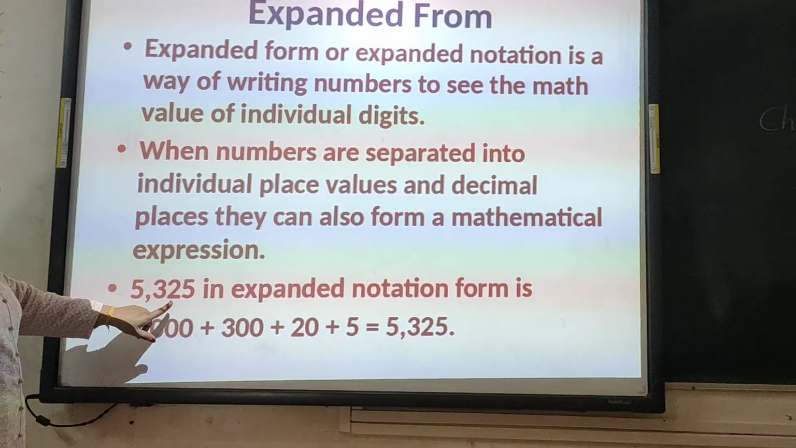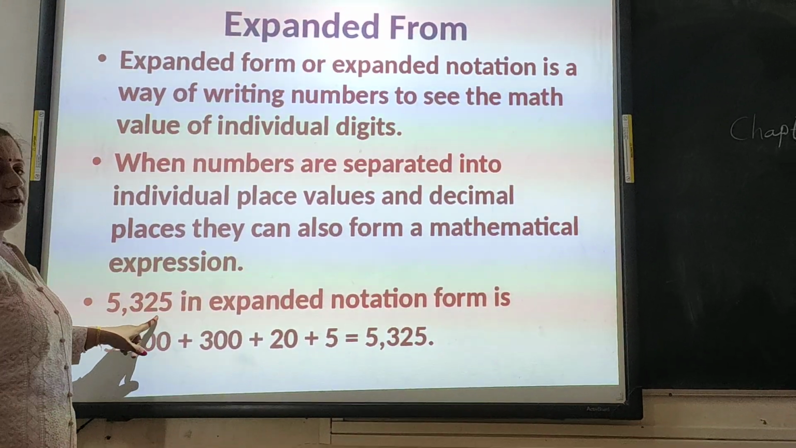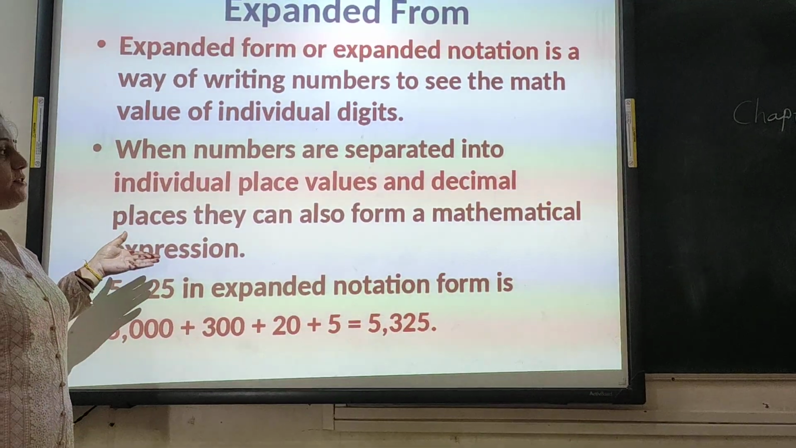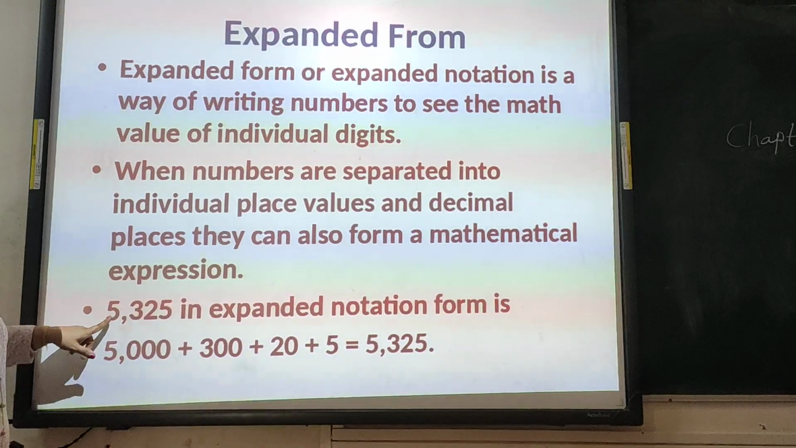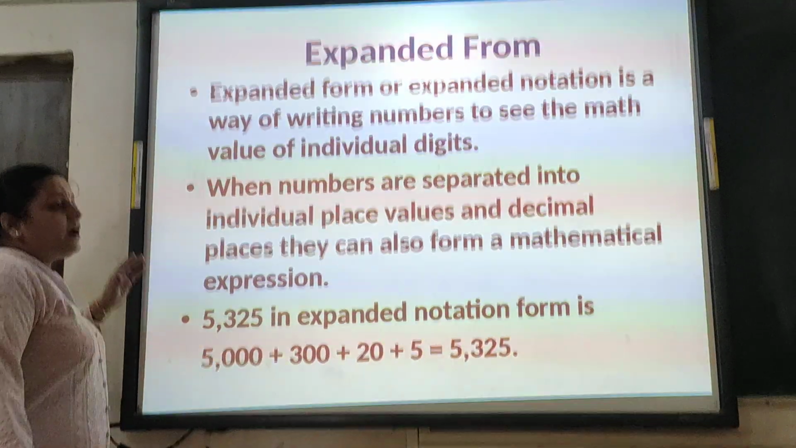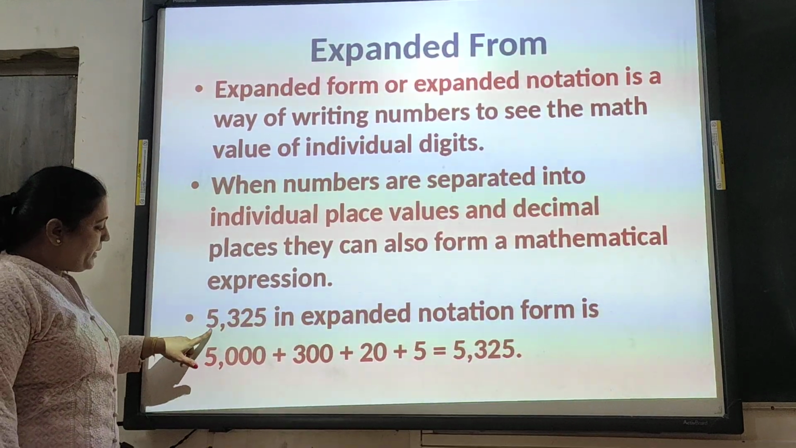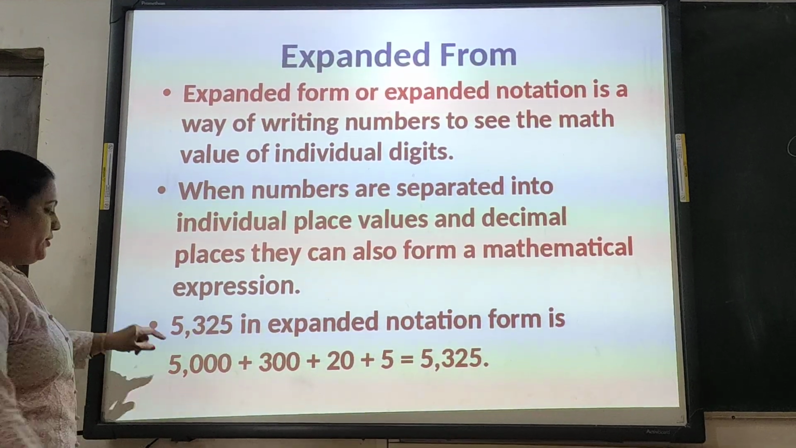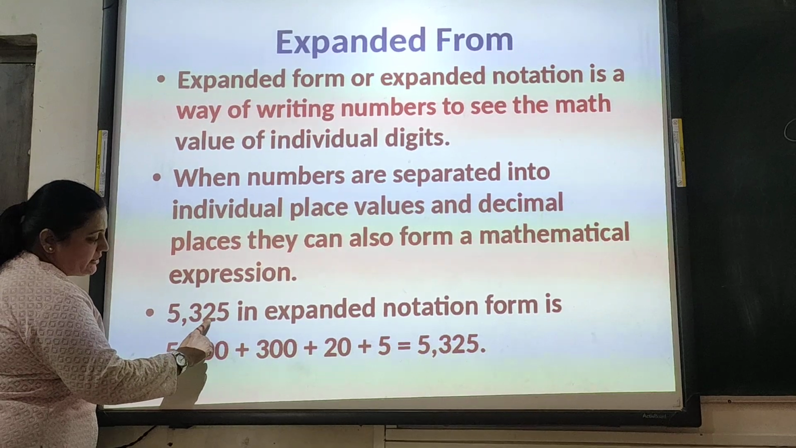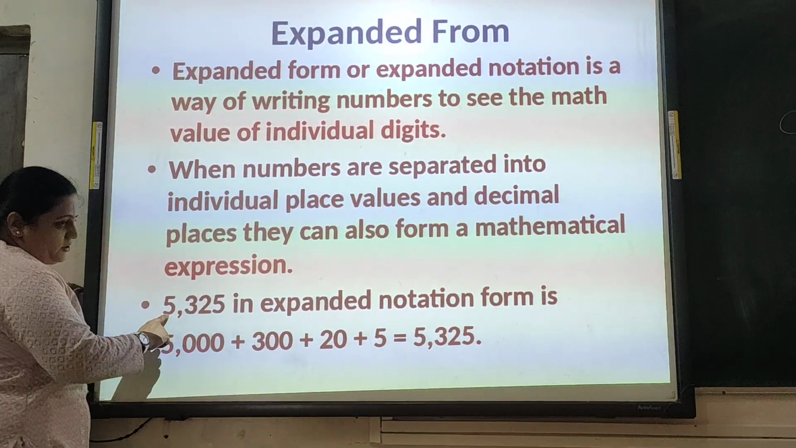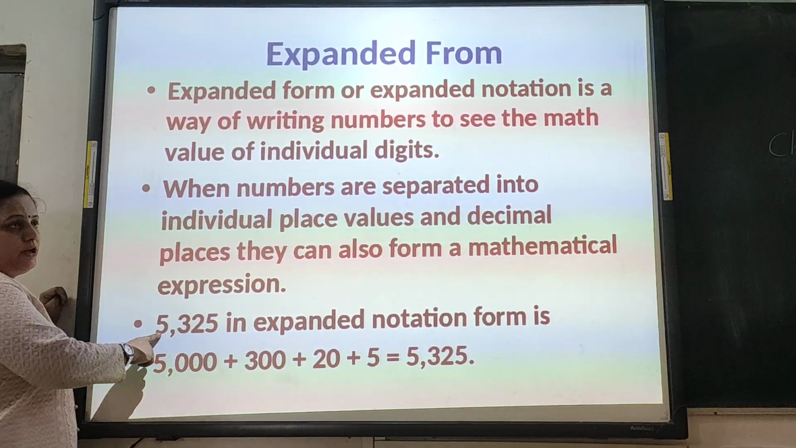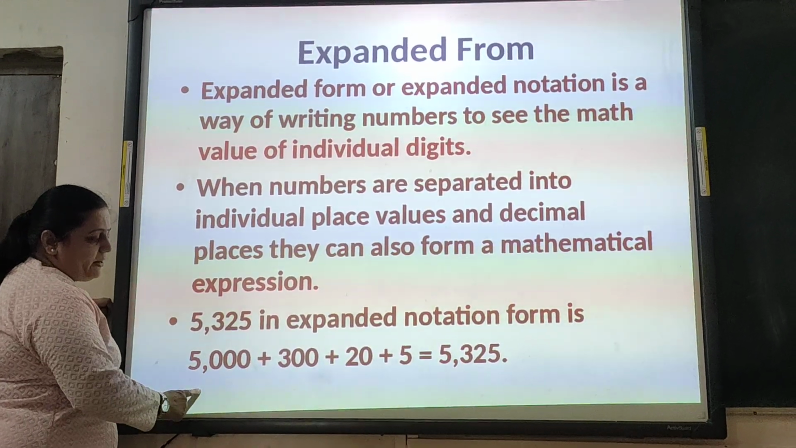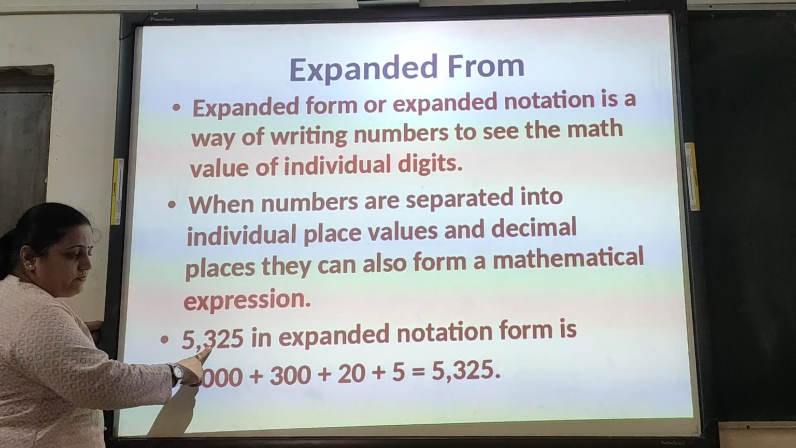5,325. So how will we write it? First we have to find out the place value of each digit. Just now we have seen how to find the place value. So here we will start from the left side. What is the place value of 5? First find out where the place of 5 is. Ones, tens, 100, 1000. So the place of 5 is 1000. So 5 into 1000 is 5000. So 5000 is the place value. Now what is the place value of 3?